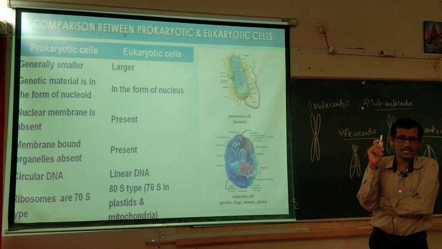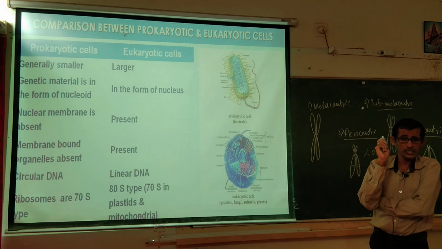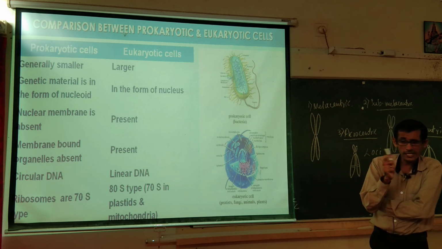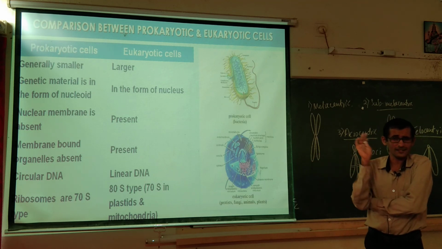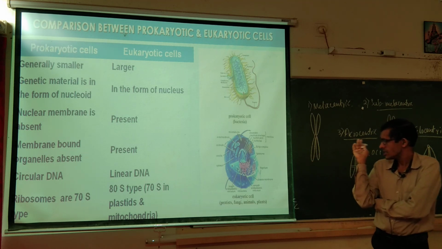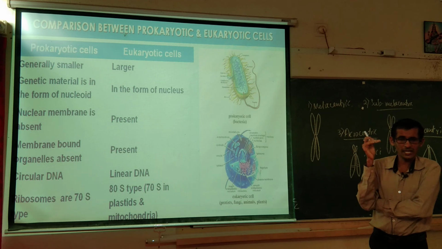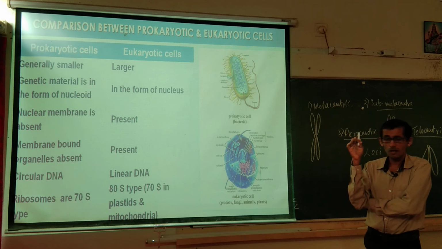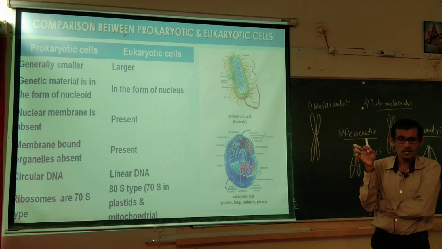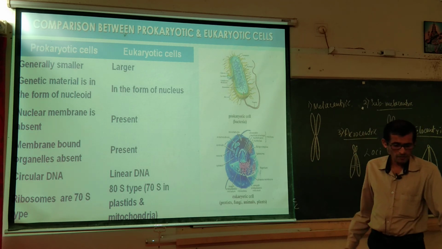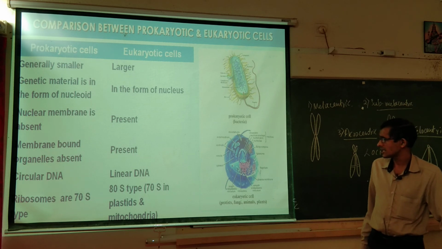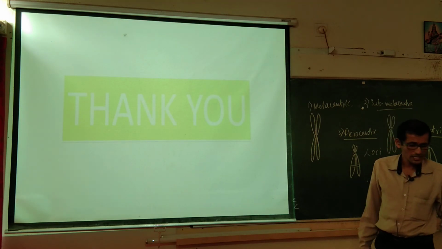The 70S type is there in the case of plastids. So chloroplast and mitochondria have their own ribosomes and their own DNA. In plastids, taking chloroplast as an example to understand easily, and in mitochondria, we can observe 70S type of ribosome, but in the eukaryotic cell, in the cytoplasm, it is 80S type of ribosomes. So these are the major differences between prokaryotic and eukaryotic cells.